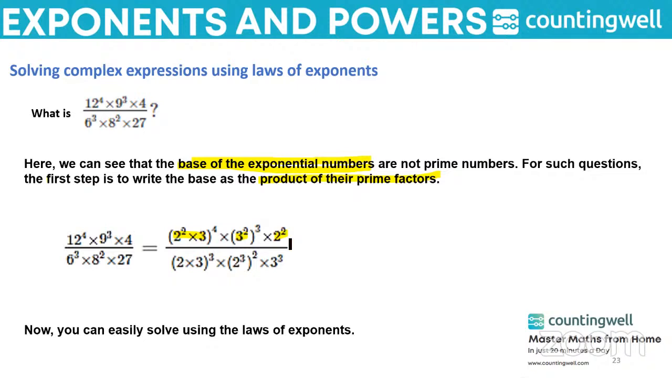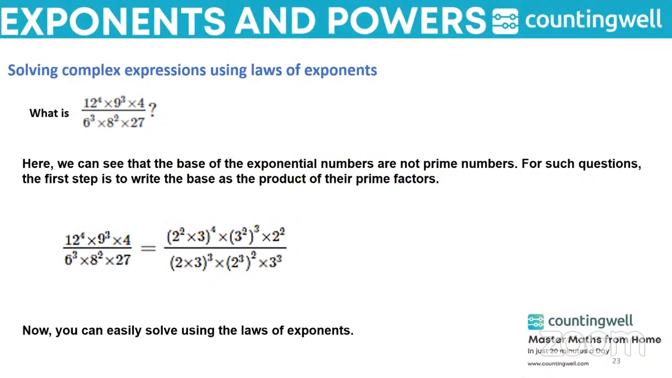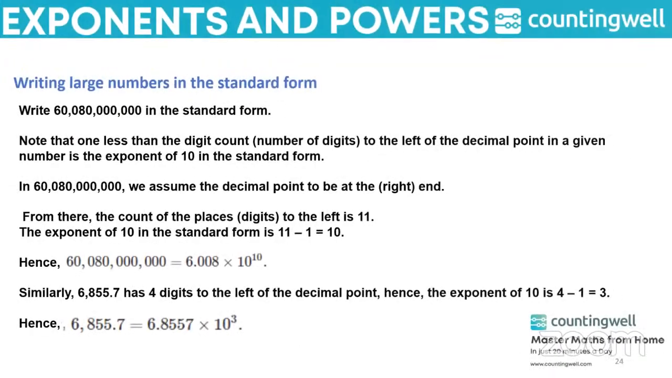Why are we doing this? We have to simplify the expression using the law of exponents. For that purpose, we are writing the base as the product of its prime factors. So here you can see you can easily solve using the laws of exponents, correct? So you can cancel out the common terms here and solve the expression.